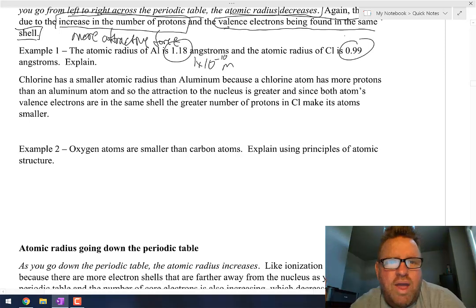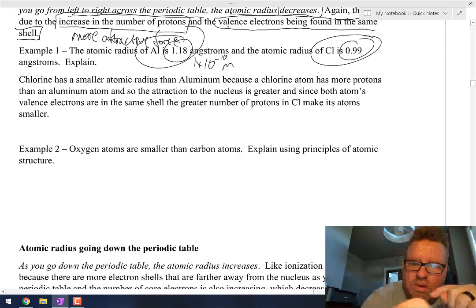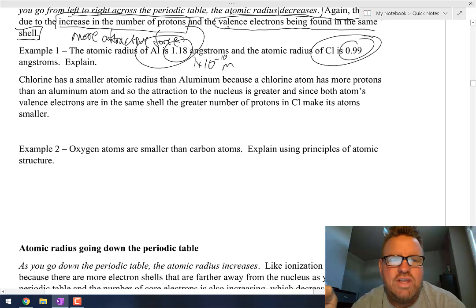And you just have to say why. They're telling you the answer. They're not saying which one is smaller or bigger. They're saying chlorine is smaller than aluminum is. And then you just have to say why.